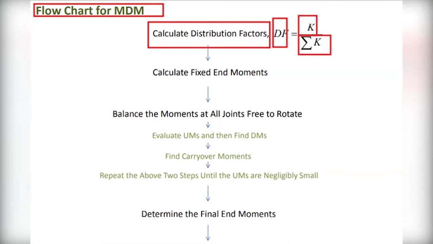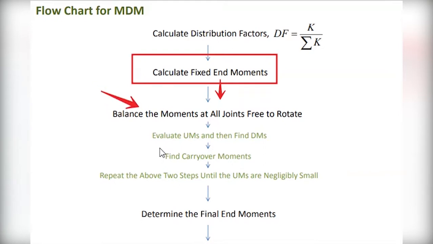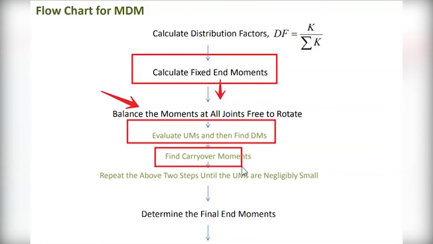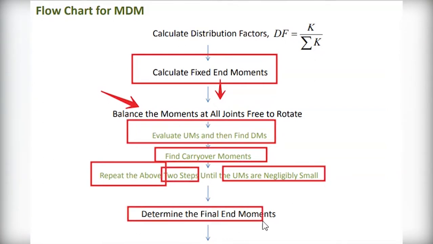After calculating the distribution factor, it can be followed with the fixed end moment. Now after calculating the fixed end moment, it should be followed with how to calculate the balance moment at all joints free to rotate. After that, evaluate the unbalanced moment and then find the distribution moment. After that, find the so-called carryover moment. Then you repeat the above procedure until the unbalanced moment is going to be 0 or a negligible value. After that, find the final end moment at any of the joints.